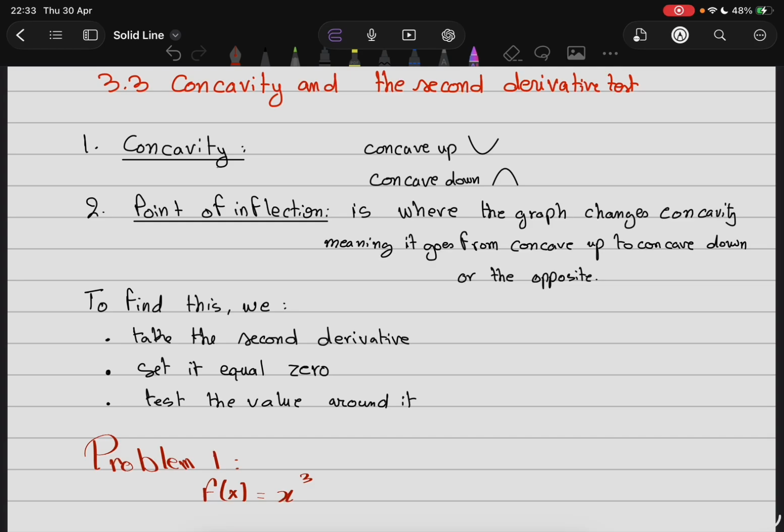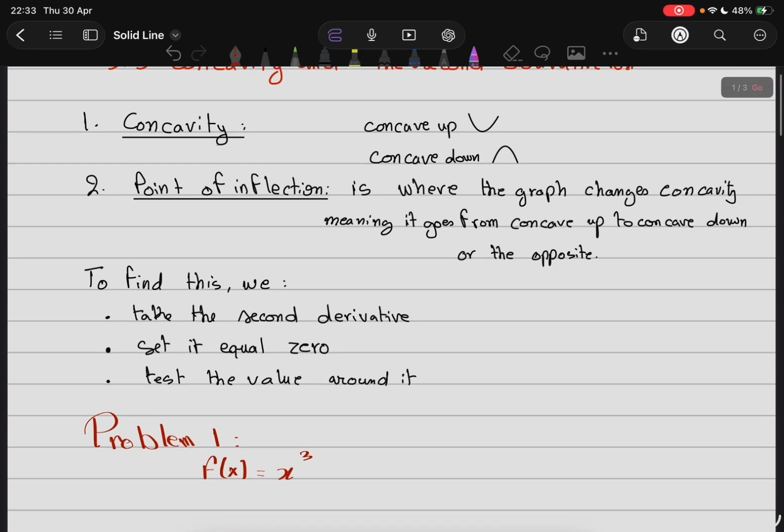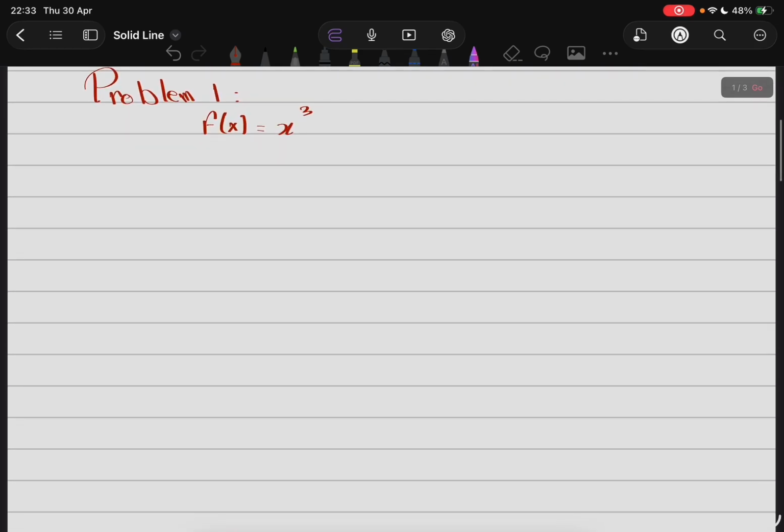We see if it's negative, it's going to be concave down. If it's positive, it's going to be concave up. Let's first work on this example. It's a really simple example, so that's going to help us remember all the stuff that we go through.